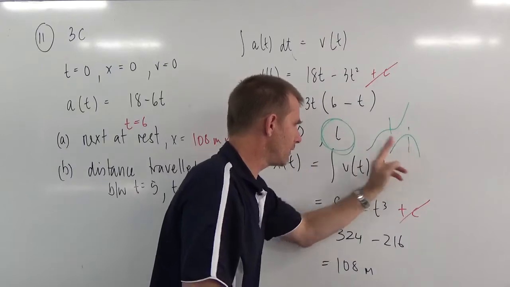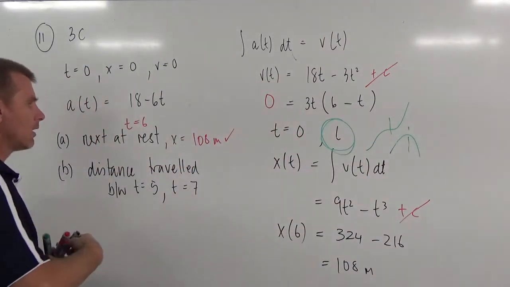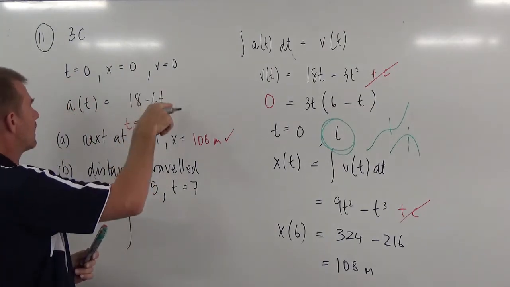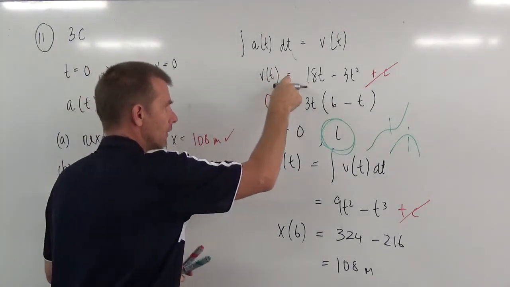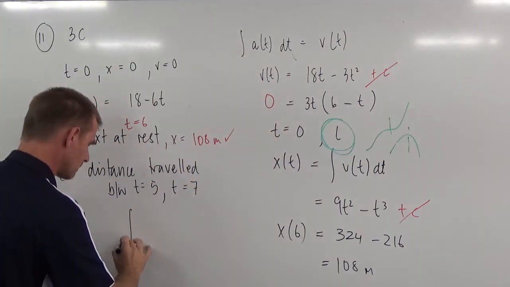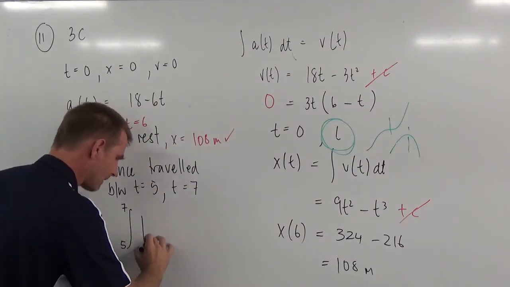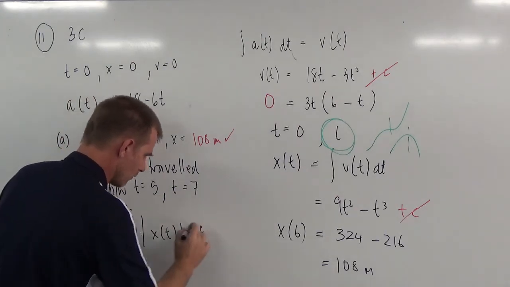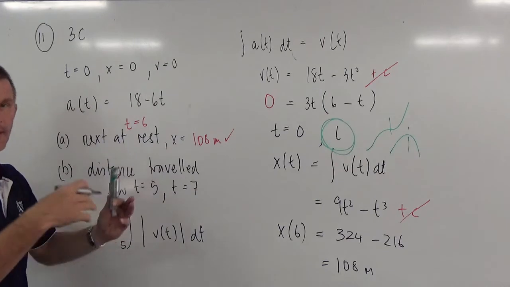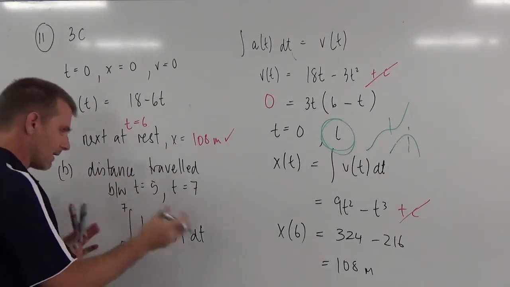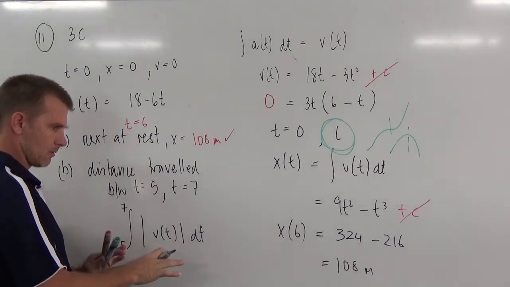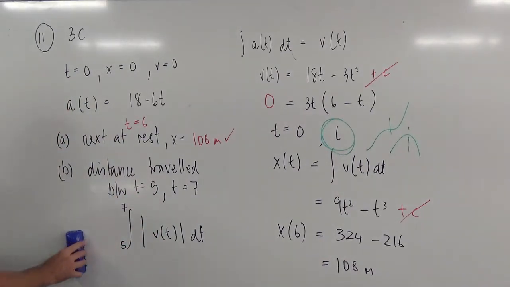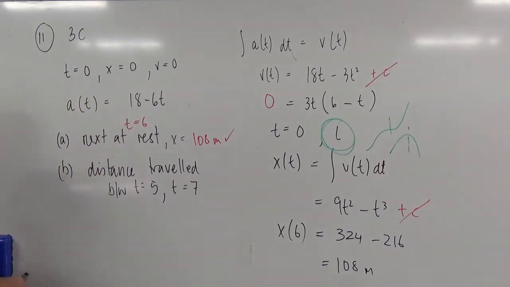Because of this, there are a couple of different things I could do. I could integrate the velocity with some limits, 5 and 7, the absolute value of v of t. I'm integrating the velocity to get the displacement. I could do that, right? That's going to work absolutely fine, and if you're happy with that, throw that in your calculator and see what you get. Here's another way to do it.